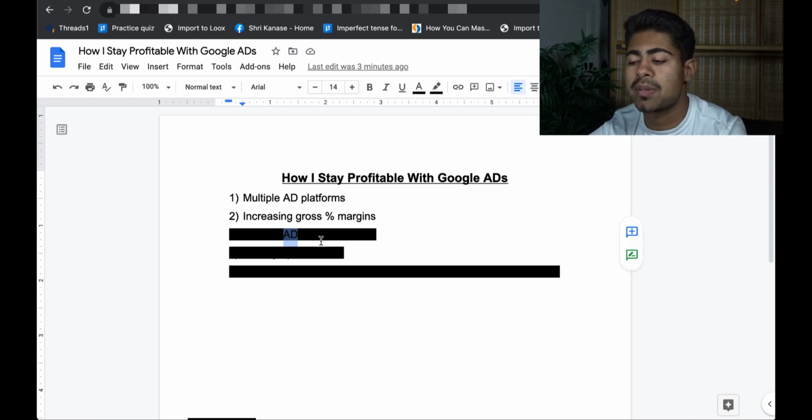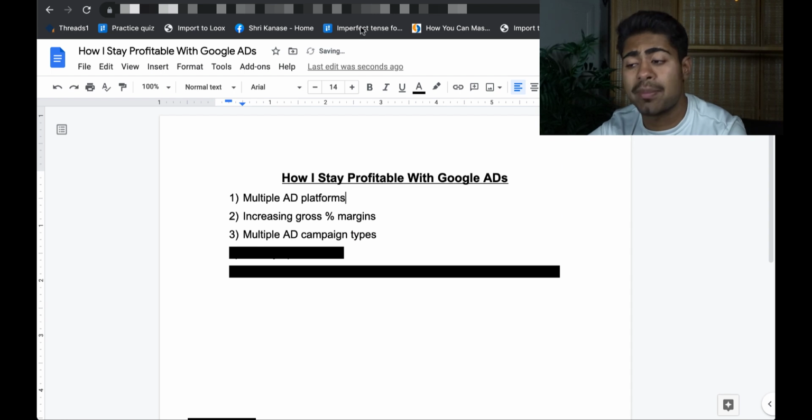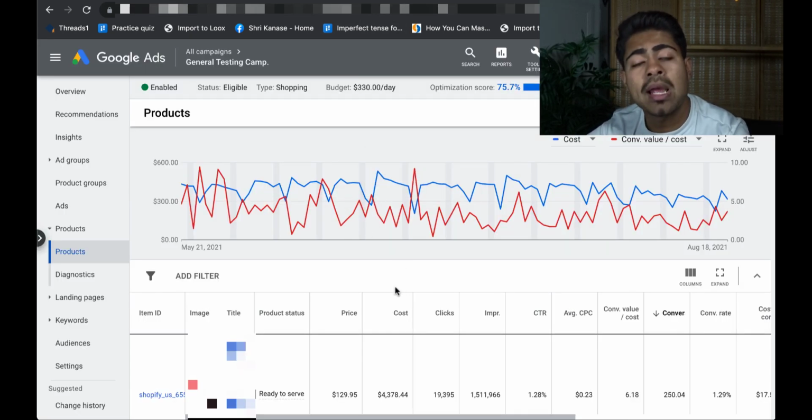But this brings me to step number 3 that I'm doing to stay profitable, and that is having multiple ad campaign types. Previously, I mentioned that this is not the only campaign I have running. That's simply because I have this as a standard shopping campaign. I also have another product campaign, which is a smart shopping campaign.